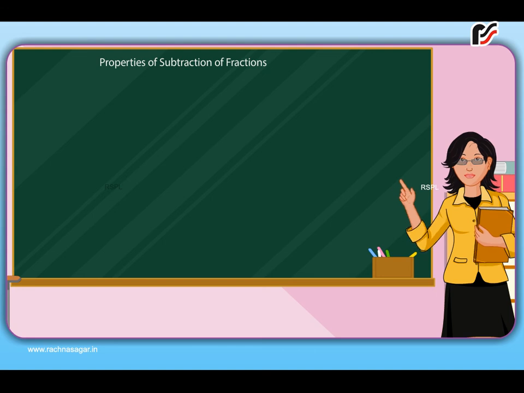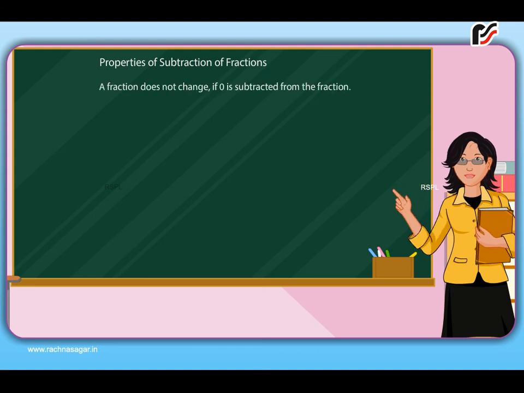Properties of subtraction of fractions. A fraction does not change if 0 is subtracted from the fraction. For example, 6 by 13 minus 0 is equal to 6 by 13 minus 0 by 13, is equal to 6 minus 0, whole by 13, is equal to 6 by 13.